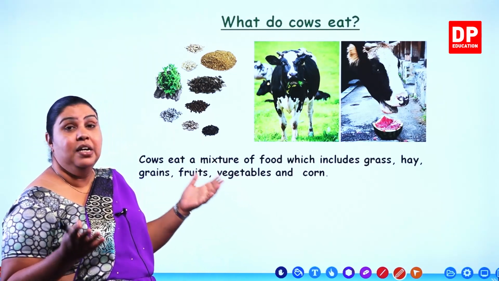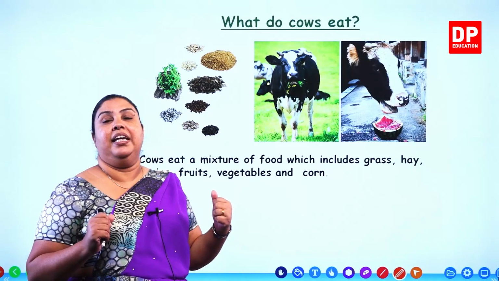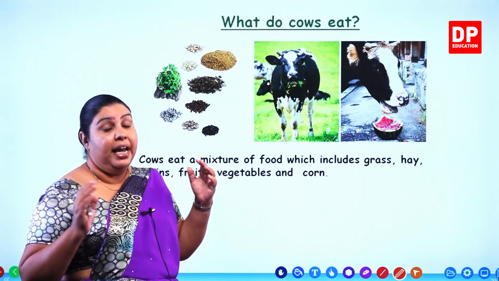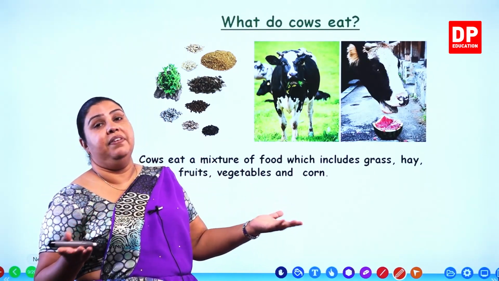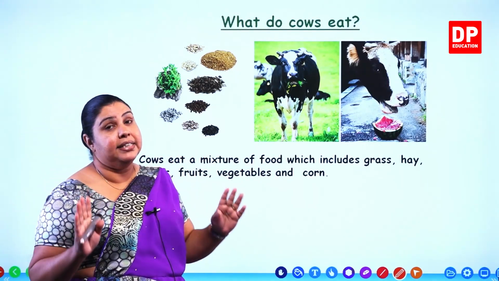They eat grass. Mostly they eat grass and hay. And at the same time they eat fruits and vegetables as well. Okay, so they eat all of these things except for meat.